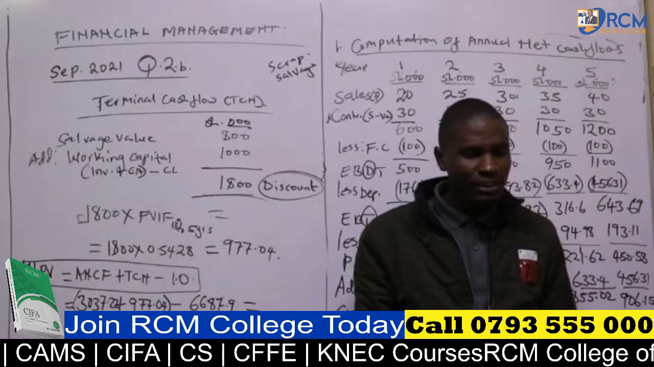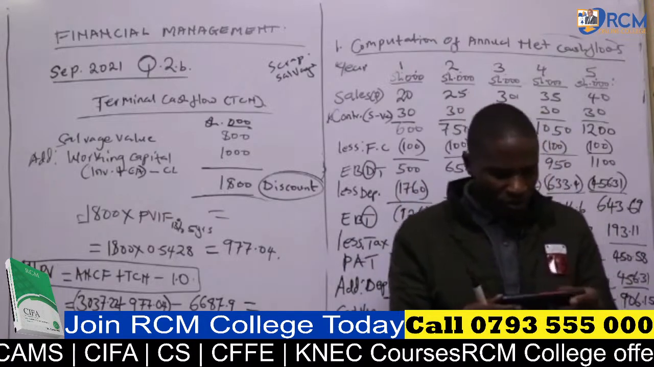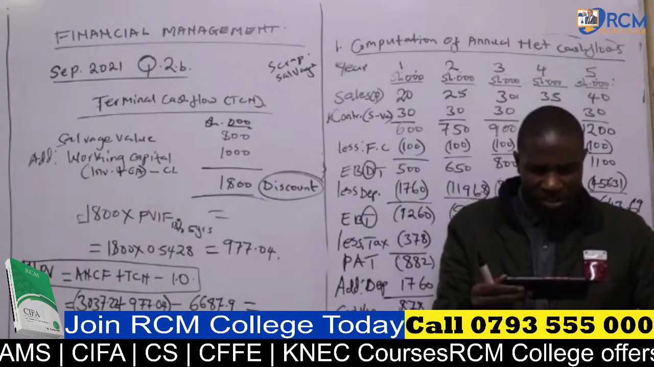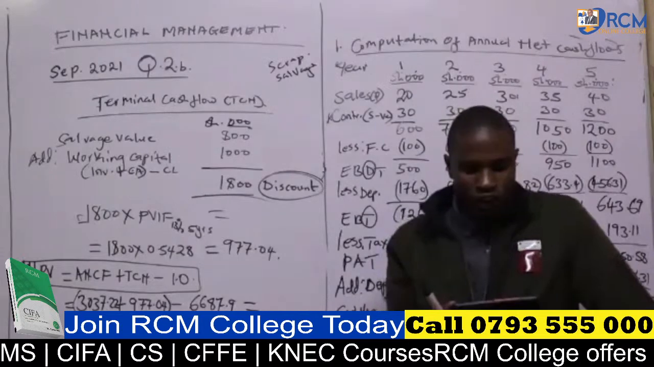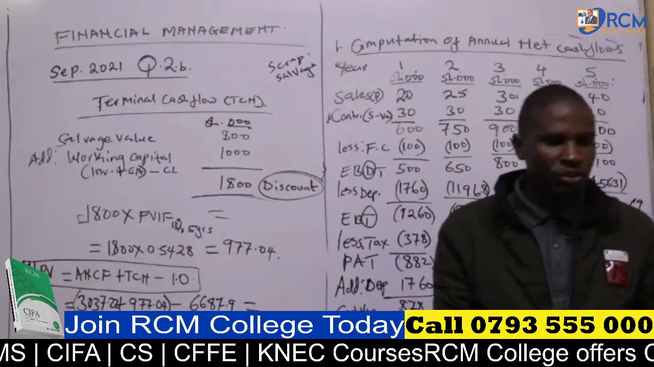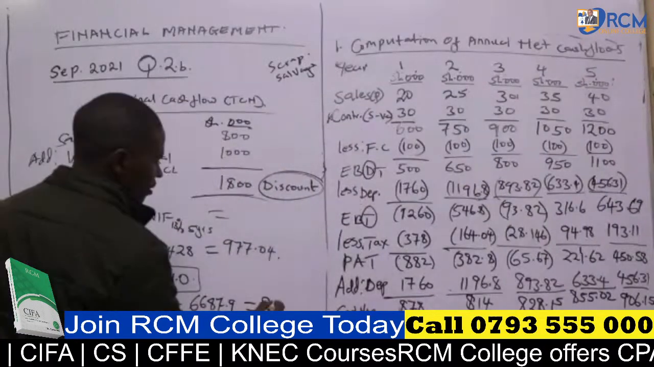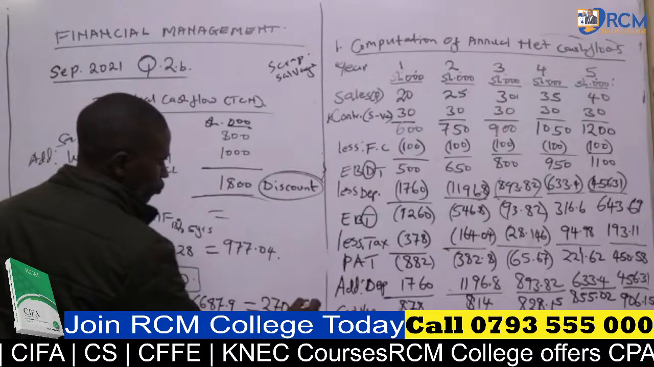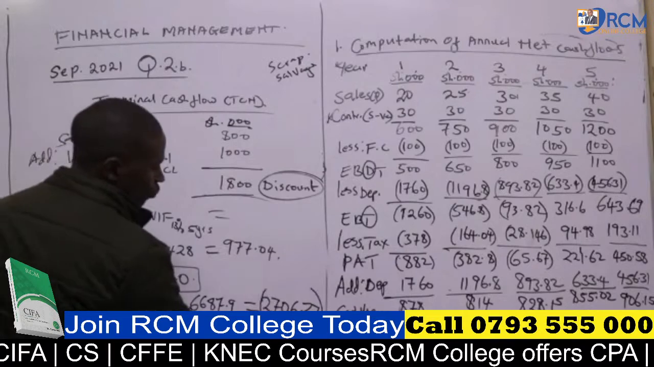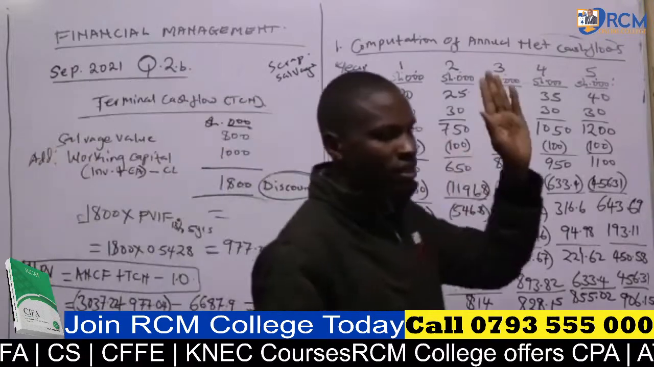Sasa tupewe the NPV and then advise these Jahazi Limited whether they should invest in purchasing this machine. 2706.27, which is a negative. Therefore, we advise Jahazi Limited not to consider this project.